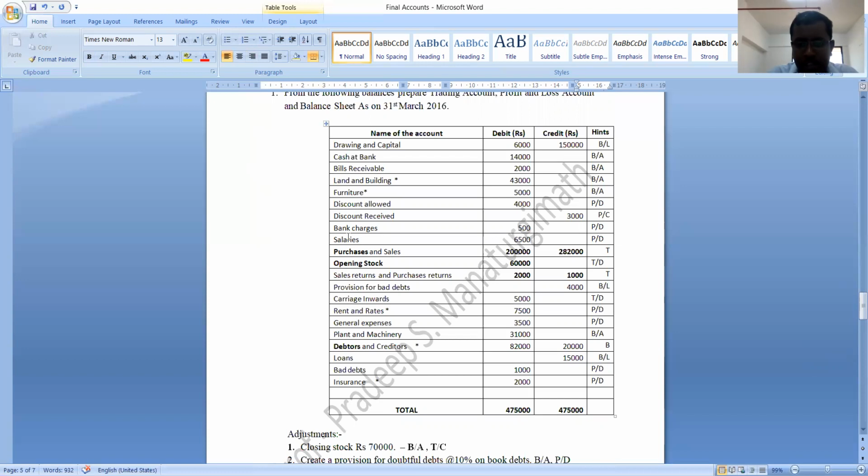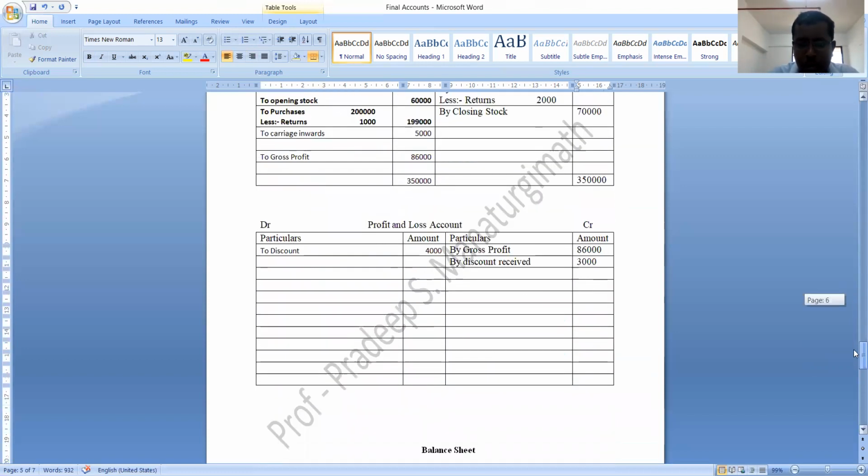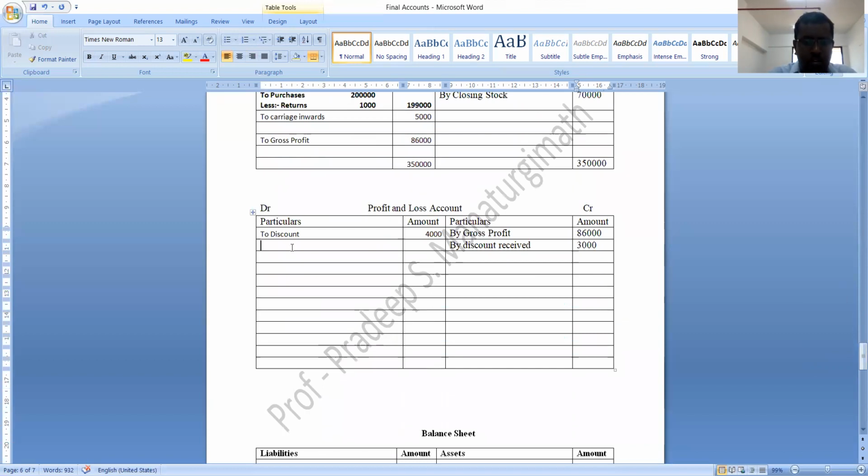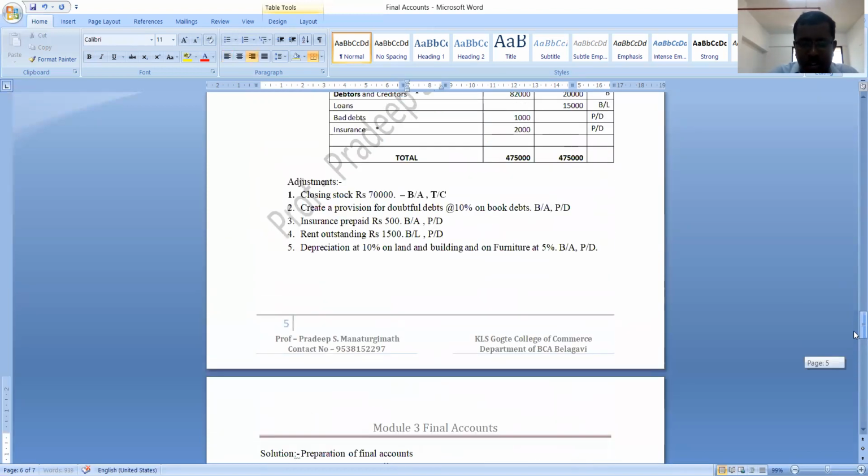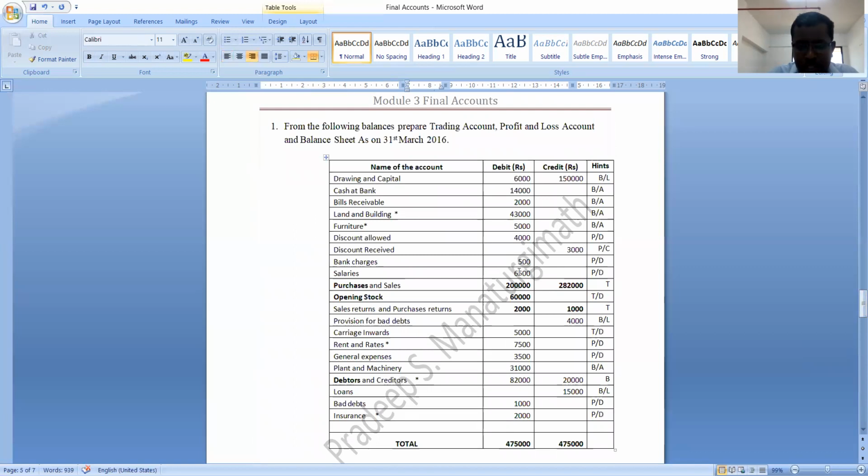Now we need to record bank charges and salaries. Both are expenses and appear on the debit side of the profit and loss account. Here, first, to bank charges. What is the amount of bank charges? They are rupees 500. Then after bank charges, we need to record to salaries. What is the amount of salaries? The amount of salaries is rupees 6,500. Once again we will check. Bank charges are rupees 500. Salary is rupees 6,500. Yes, we are right.